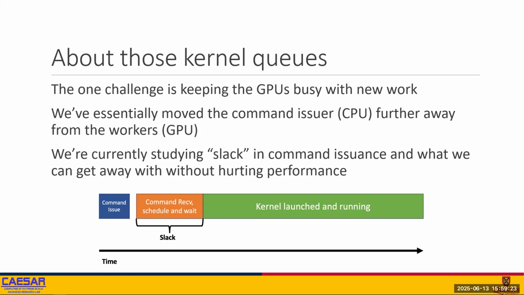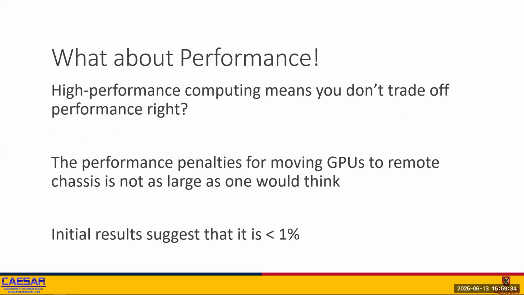And this area here is what we call slack, because this command could have arrived later and it would have had no impact whatsoever on when the kernel was launched and actually running, right? So we looked at it and said, but that slack could be a big problem. We're high performance computing. We want to make sure that it's not an issue. And so we ran a whole bunch of tests in this space, and the initial results actually suggest that the difference is in the noise.